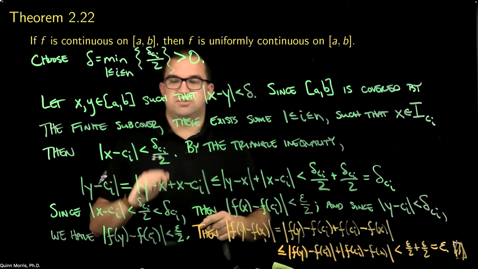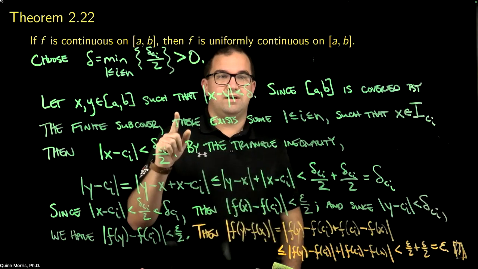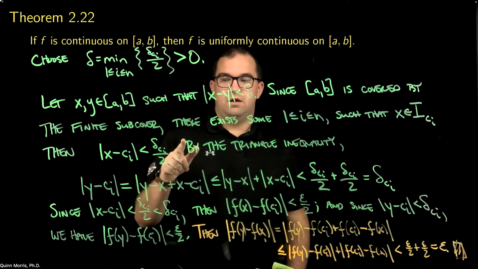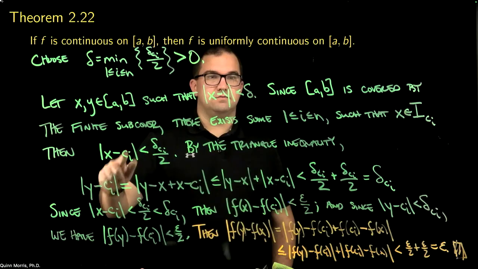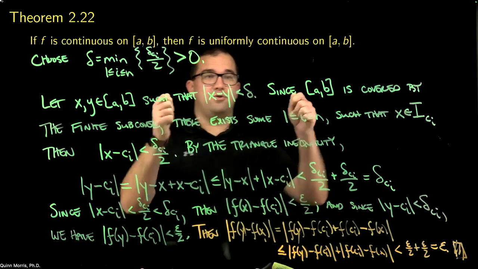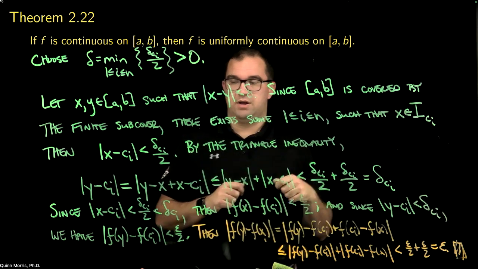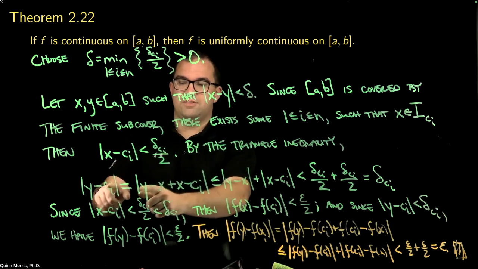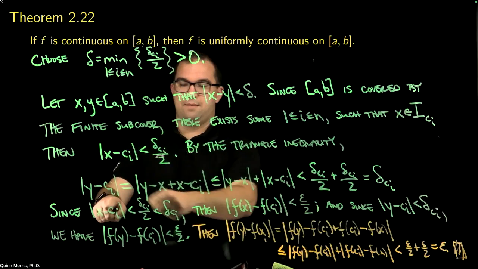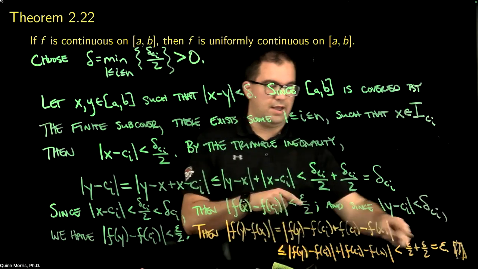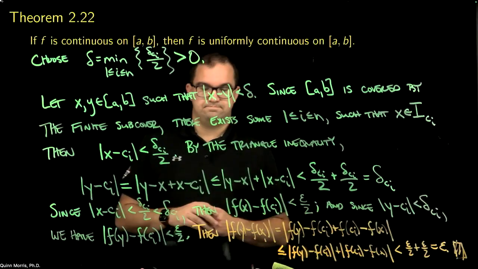x and y must both be within delta of one of the c sub i's, right? I don't know which one, but essentially they both have to be within delta of one of those centers of my finite subcover. And then invoking the continuity of the function at that point c sub i, I'm able to eventually show that f of x minus f of y has to be less than epsilon.